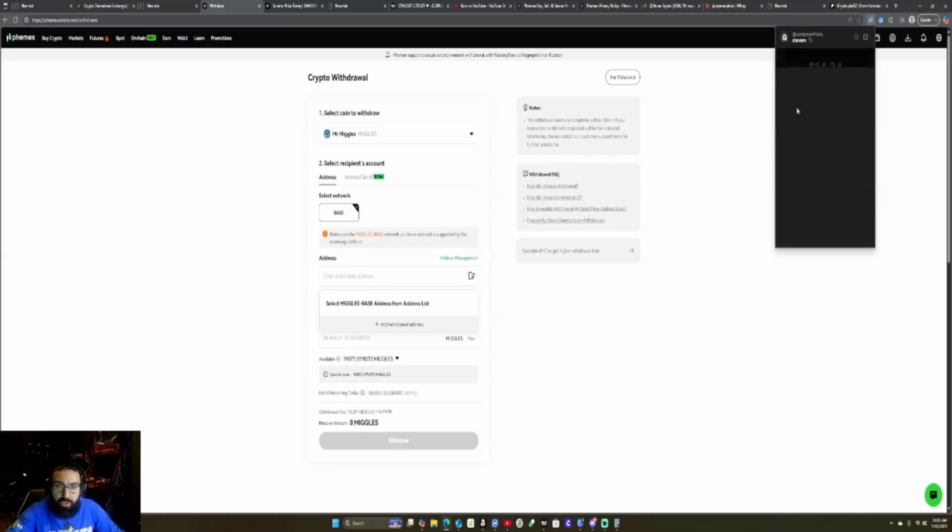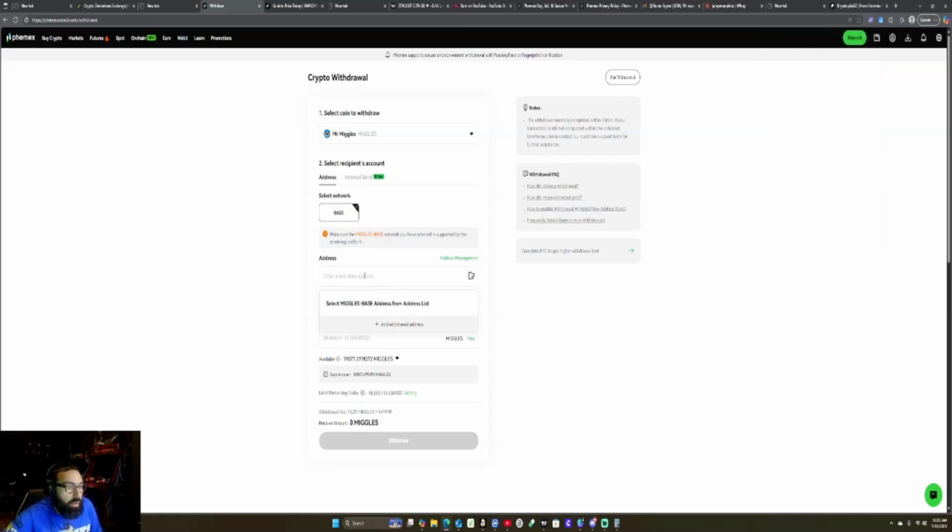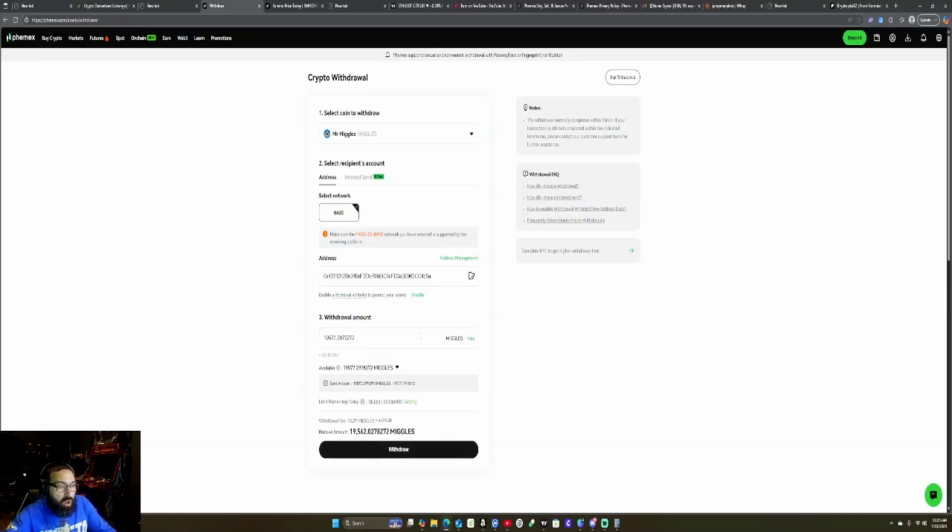So what you'll want to do is go to receive, and you'll go to Base, because remember, Miggles is a Base network coin. You'll go here, press copy, click this, paste, and it will generate an address. Then you'll put max right here. I'm withdrawing all my Miggles from here, which is almost $800. And then you'll press withdraw.